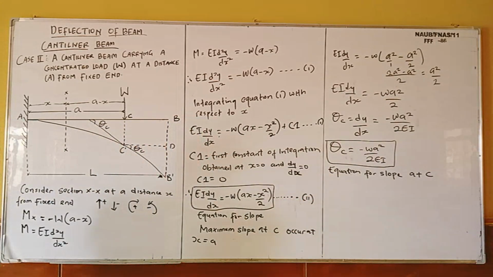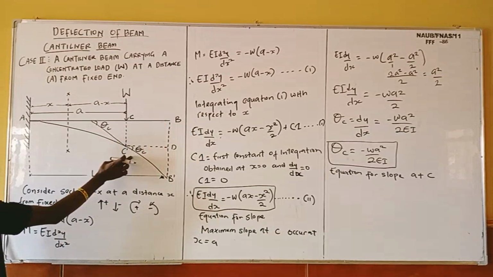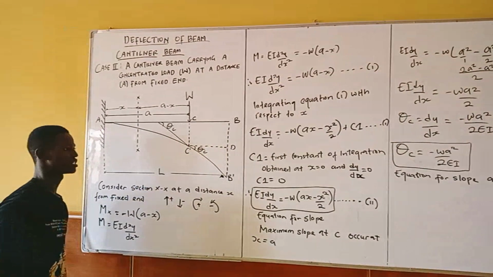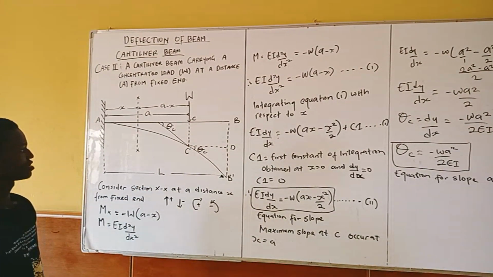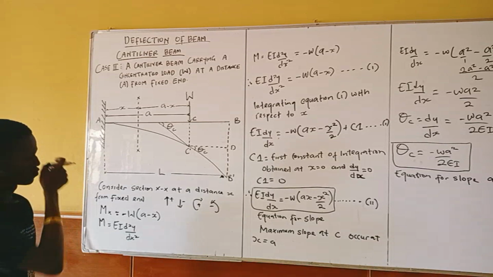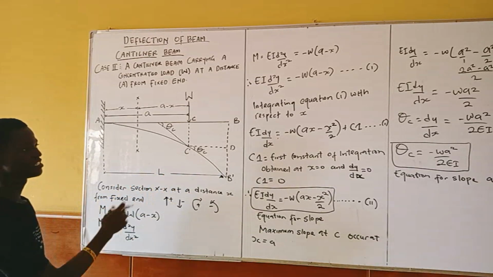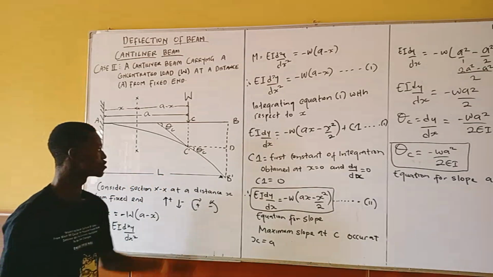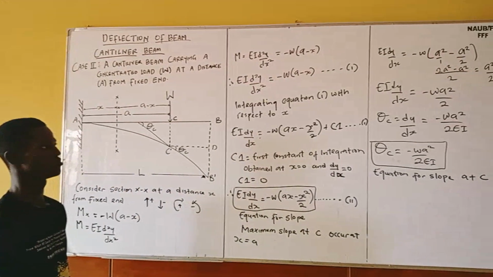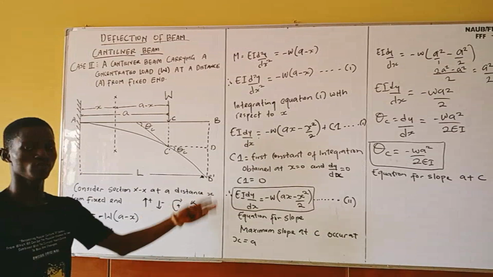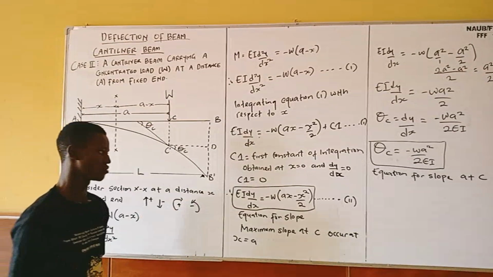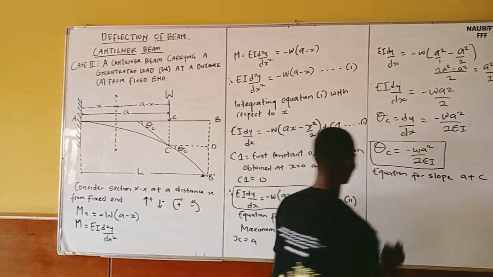So now we have already found the equation for the maximum slope at C. What is next for us is to find the deflection at point C, at point D, and at any section of the beam. For finding deflection at any section of this beam, we are going to integrate the slope equation to continue our calculation.